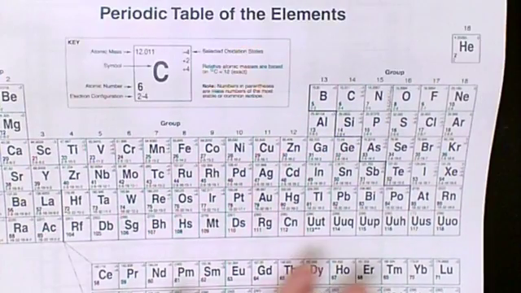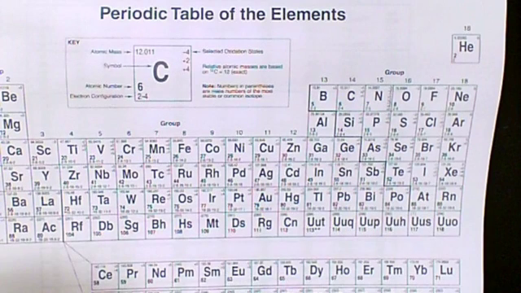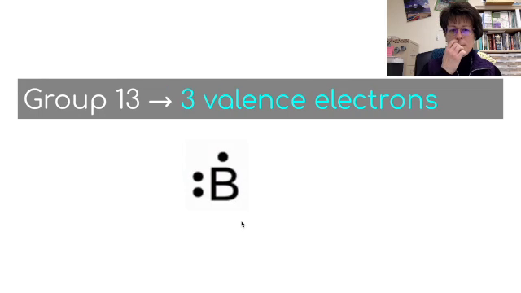Now we're going to skip over to the P block. So we skip to group 13, and the rule for these is just cover up the 1, and there are three valence electrons. So we look at the second number to determine the valence electrons for group 13 through 18.